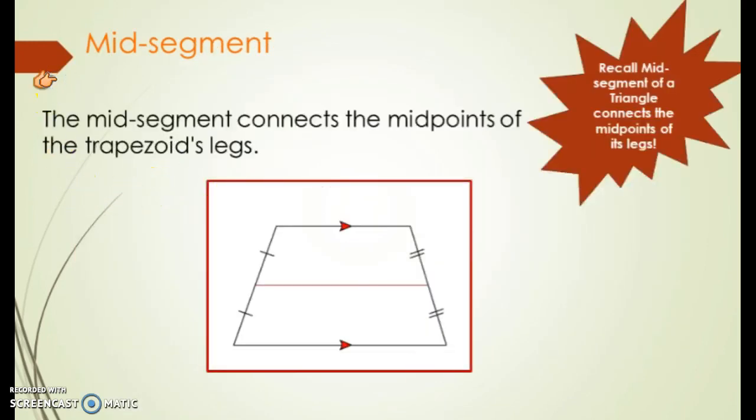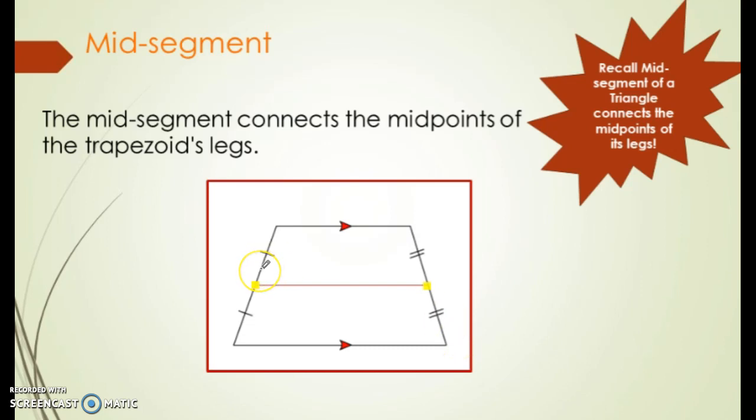Now, mid-segment. Just like the mid-segment of a triangle connected the midpoints of its legs, the mid-segment of a trapezoid is going to connect the midpoints of the trapezoid legs. So right here is the midpoint of this leg, and it divides that leg into two congruent parts, the definition of midpoint, and here's the midpoint of this leg, which divides that leg into two congruent parts.